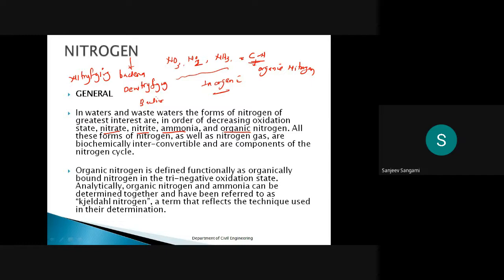These nitrogen components are also very dangerous if they are in excess. If it is within a limit, say 10 milligram per liter or 20 milligram per liter, it is not that dangerous. All these forms of nitrogen will take more than half an hour, so what the components are, how exactly they will be determined, and which forms of nitrogen are more dangerous, we'll discuss in the next class. If you have any doubts, you can ask.